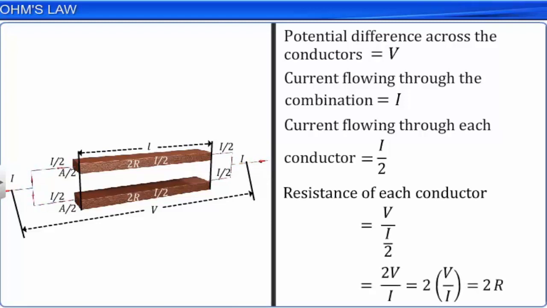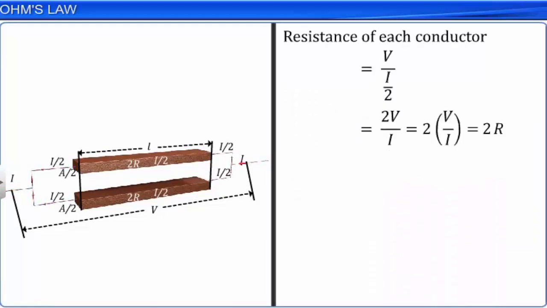From this activity, we can conclude that halving the area of cross-section of a conductor doubles its resistance. Generalizing, we can write that resistance R of a conductor is inversely proportional to its cross-sectional area A. Let this be equation 2.